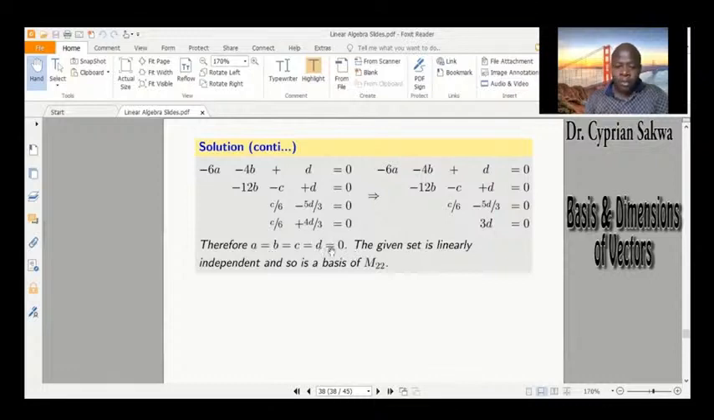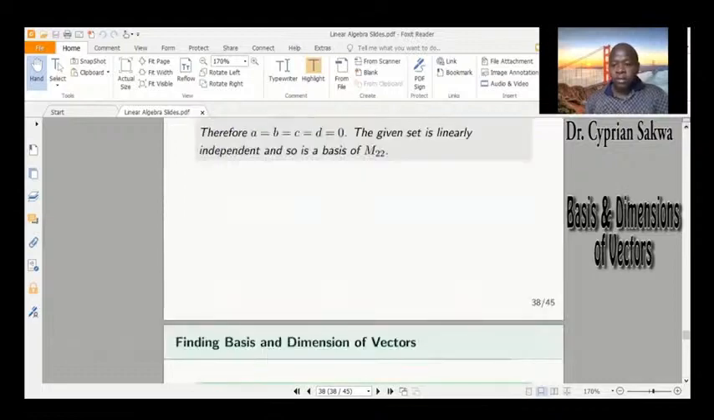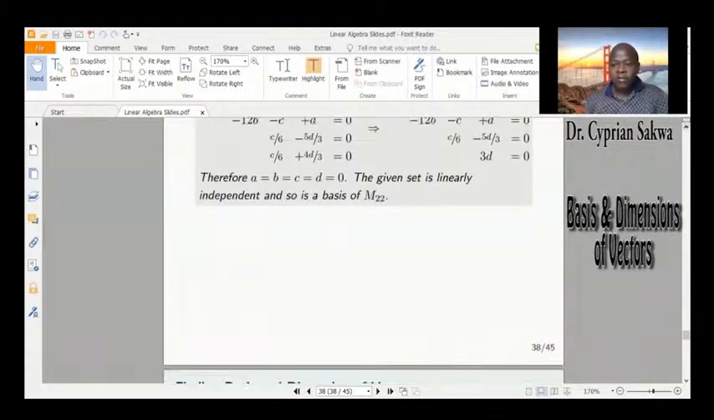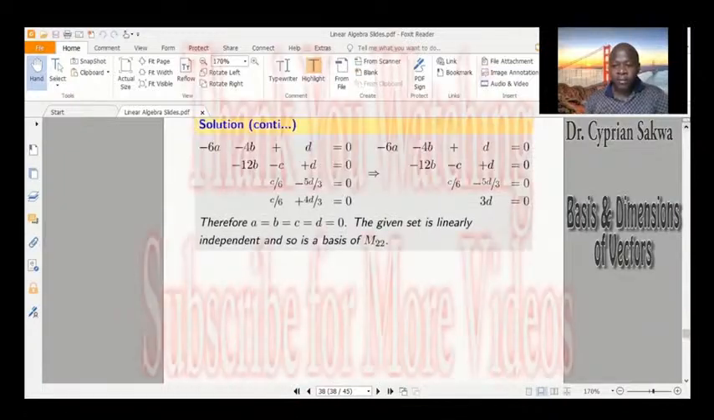So since the scalars are all 0, it means those matrices are linearly independent, and therefore they form a basis of M22. They form a basis. So that is how we determine if vectors form a basis of a vector space.